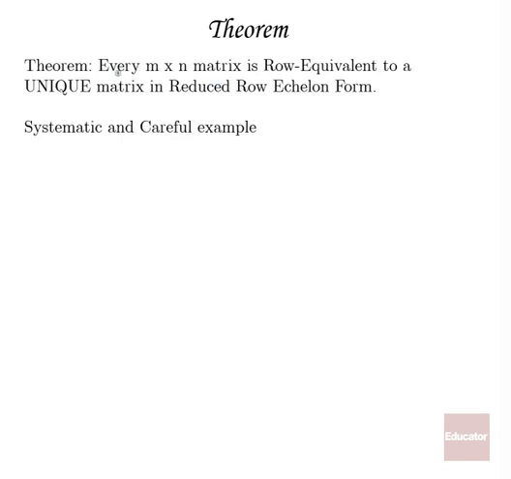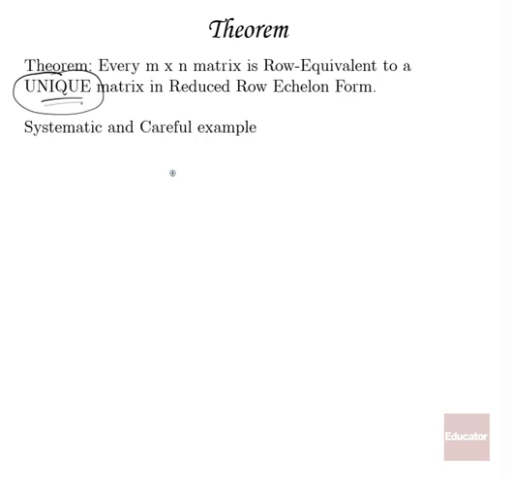Very, very important theorem. Every m by n matrix is row equivalent to a unique matrix in reduced row echelon form, which means that no matter what m by n matrix I give you, with those three operations of exchanging rows, multiplying a row by a non-zero constant, and adding a multiple of one row to another row, with those three operations applied over and over again, you can convert it to a reduced row echelon matrix that is unique. That's what's really, really interesting.